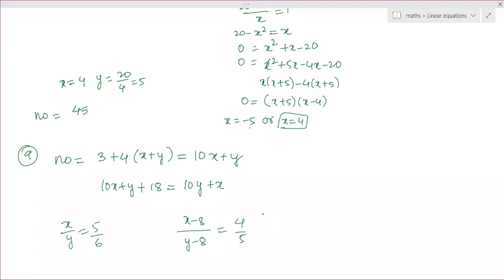Ma'am, but in that case, the method of substitution is easier, right? Yeah, you can do that substitution. Okay.